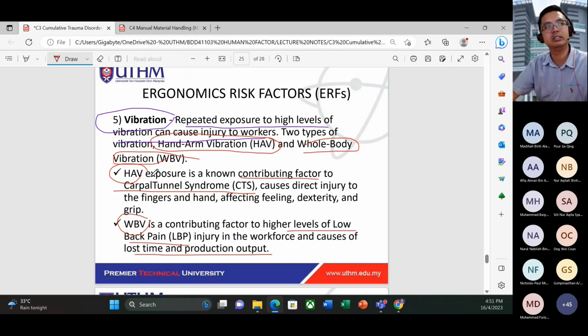Such as when you are using a hand tool grinder, impact gun, machine saw, wheel machine, and such others. Whole body vibration is when the whole body is vibrating, for example when using a forklift, vibrating all the body. They call it whole body vibration, WBV.